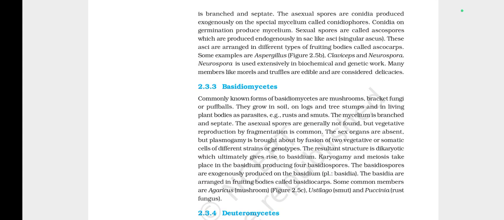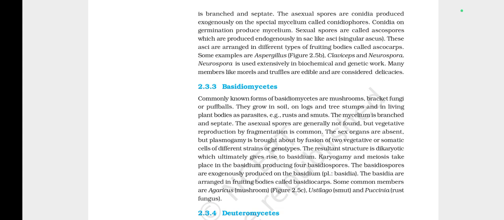Basidiomycetes, commonly known as club fungi, include mushrooms, bracket fungi, and puffballs. They grow in soil, on logs, or in living bodies as parasites, like rusts and smuts. Mycelium is branched and septate. Asexual spores are generally not found. Vegetative reproduction is by fragmentation. The sex organs are absent.